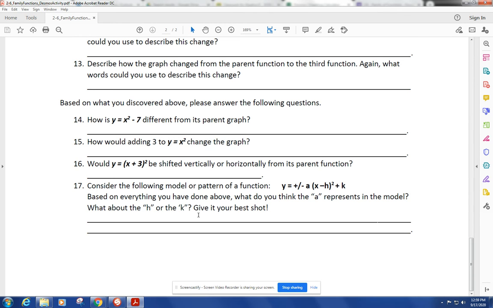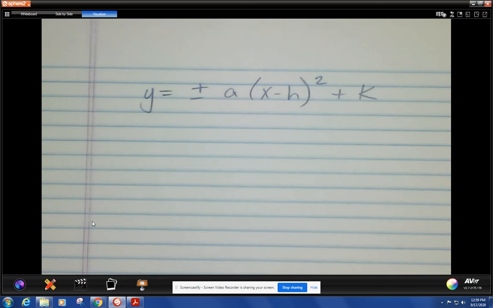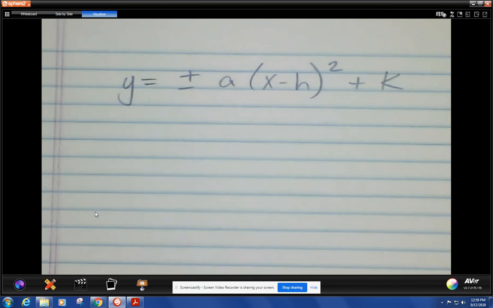Okay, so now I want to switch over. We're going to look at this, and I want to go over this with you in detail and try to hopefully help you be able to figure this out.